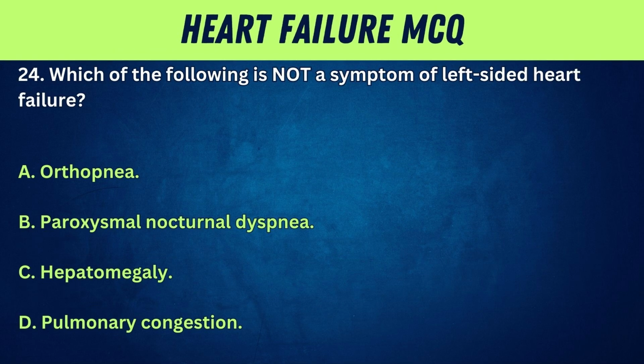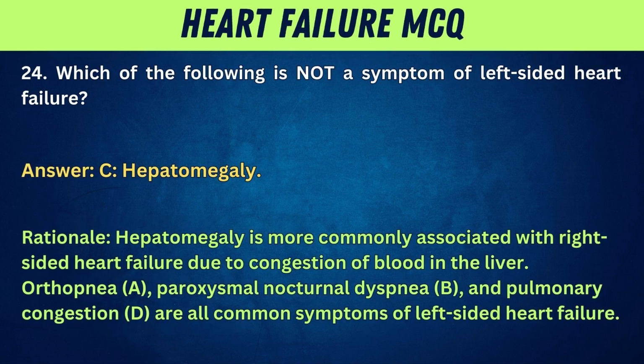24. Which of the following is not a symptom of left-sided heart failure? A. Orthopnea. B. Paroxysmal nocturnal dyspnea. C. Hepatomegaly. D. Pulmonary congestion. Answer: C. Hepatomegaly. Rationale: hepatomegaly is more commonly associated with right-sided heart failure due to congestion of blood in the liver. Orthopnea (A), paroxysmal nocturnal dyspnea (B), and pulmonary congestion (D) are all common symptoms of left-sided heart failure.